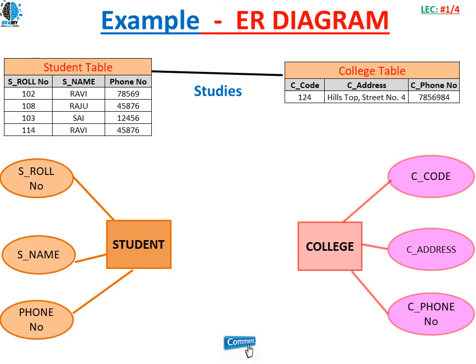In the above, you can see the student table and college table. So in the ER diagram, we'll be having entities: student entity and college entity. The student entity has its own attributes, and the college entity has its own attributes. Now what is the relationship? The relationship is that a student is going to study in college. Studies will be the relationship between student and college. So this is a basic example of our ER diagram.